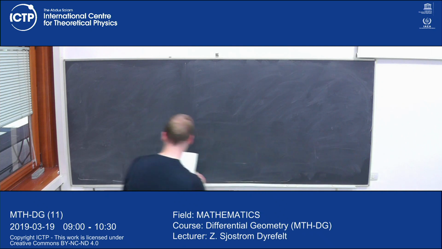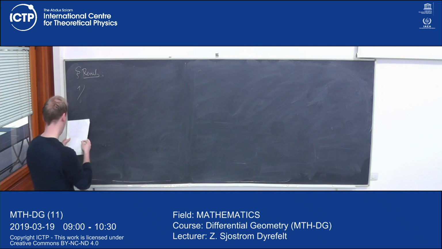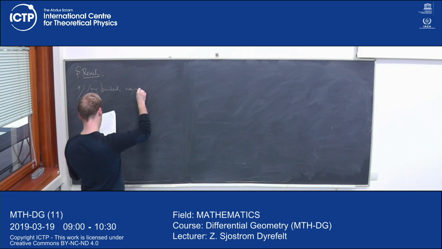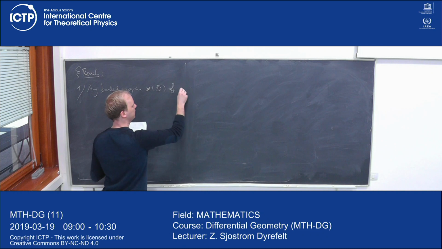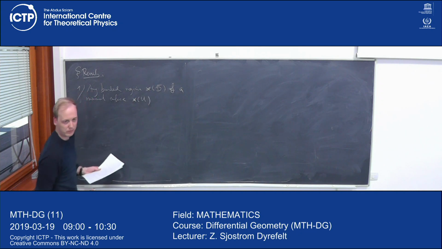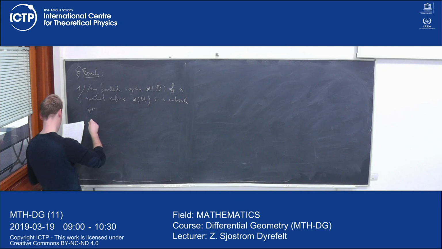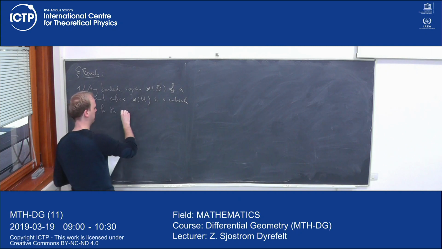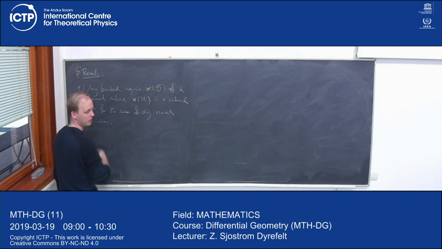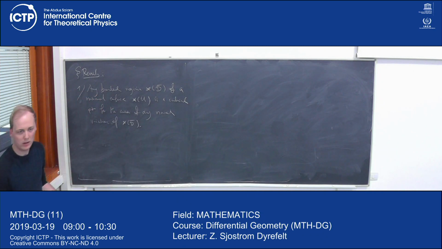So what this means, just in summary, remarks. One: any bounded region X of D bar of a minimal surface X of U is a critical point for the area of any normal variation of this X of D bar. Okay? So it's a critical point.